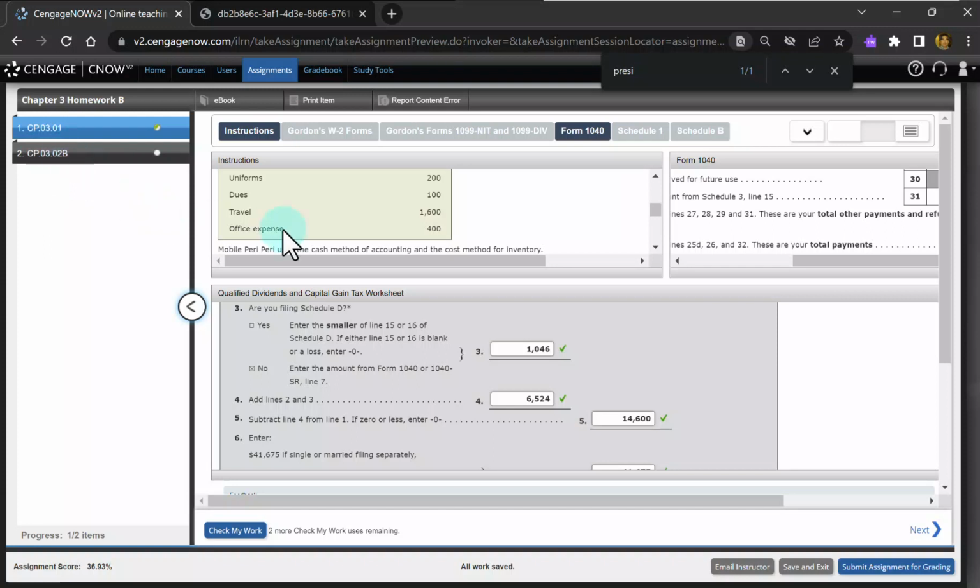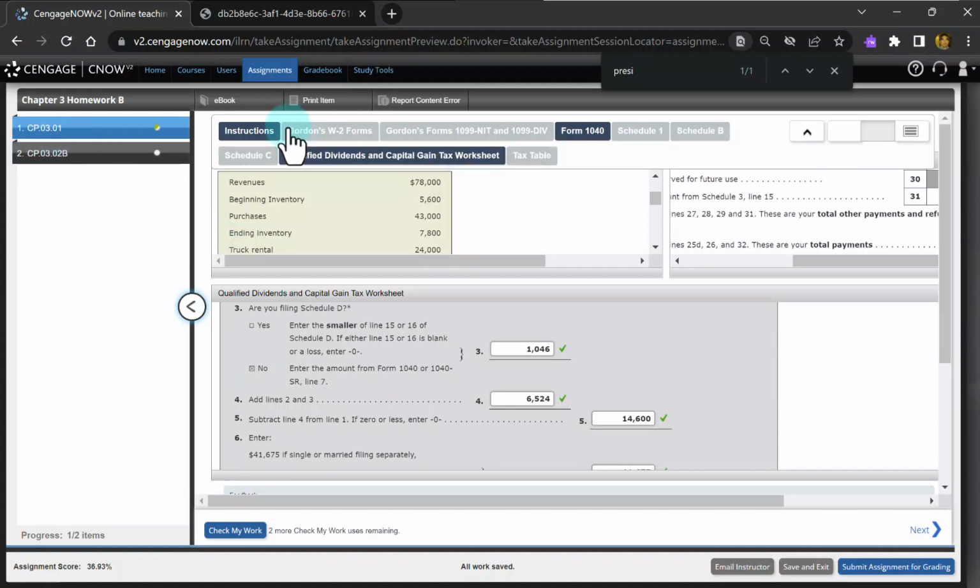Okay, so that's just a run through for problem 1. And again, I'll give you some hints of what you should see to clarify the tax laws here for problem number 2. Okay, I'll talk to you later.